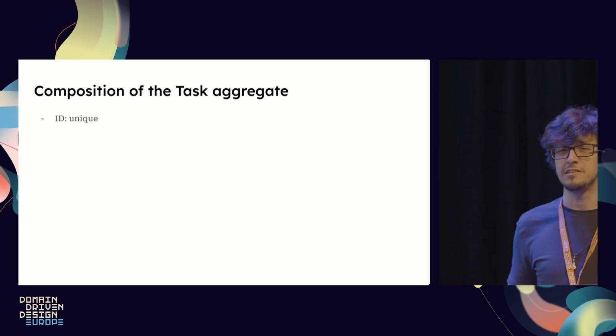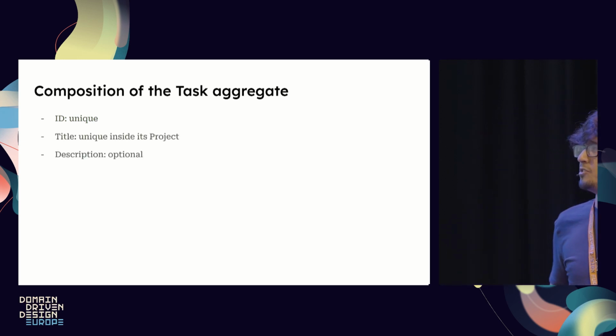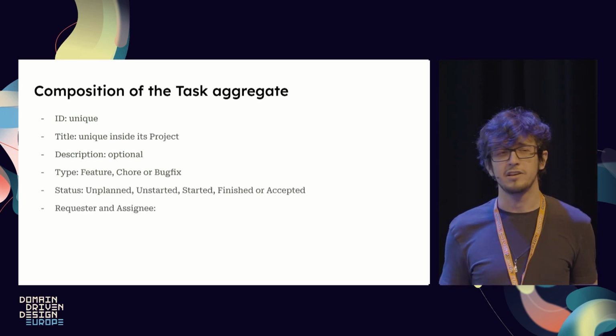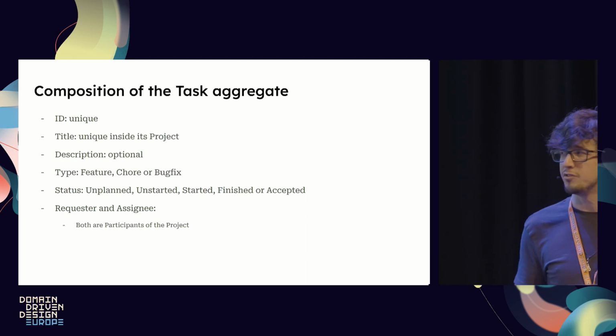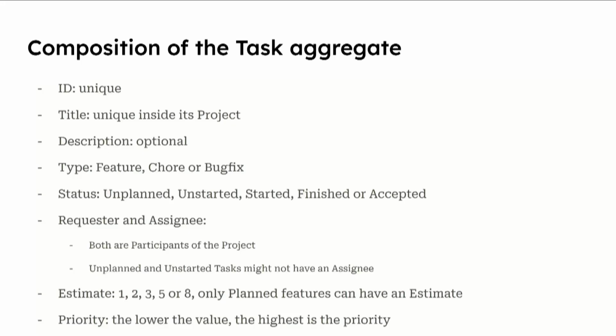So a task aggregate has an ID, which is unique, a title, which is unique inside a project, a description, which is optional, a type, a status, a requester, and an assignee. Both of them are participants of this project. An unplanned and unstarted task might not have an assignee, like nobody was assigned to work on that yet. An estimate that can be one of those numbers, and only for planned features, since things like bug fixes and chores do not have estimates. And a priority, which is a number, and the lower the value, the higher the priority, like a place in a priority queue.